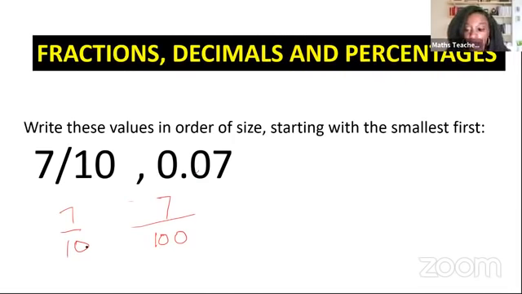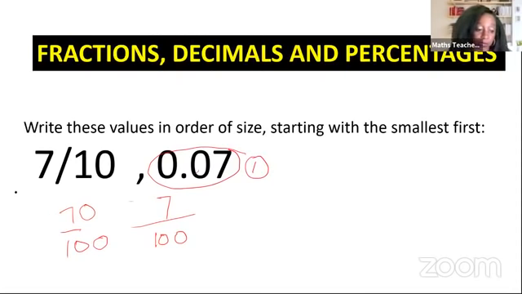So to make this 100, I'm gonna multiply by 10. And I'm going to multiply this by 10, because 7 times 10 is 70. So now that they are both having the same denominator, I can tell which one is bigger using the numerator on top here. So the highest number here is 70, and the smallest is 7. So obviously, the smallest here will be the 7, which is for this. So this will be the smallest, and this will be the larger of the two.